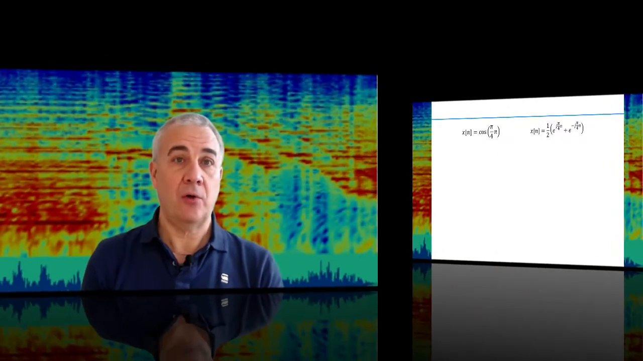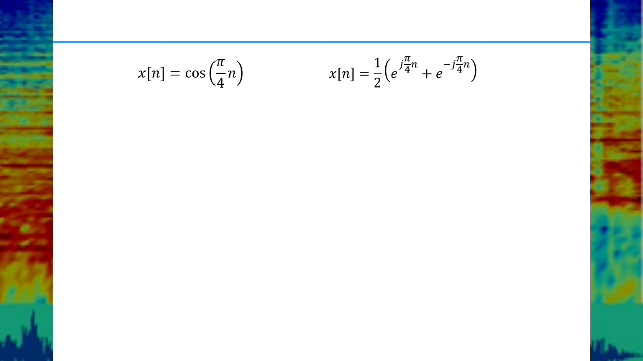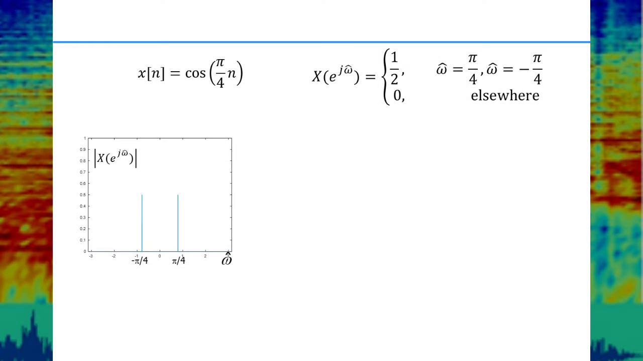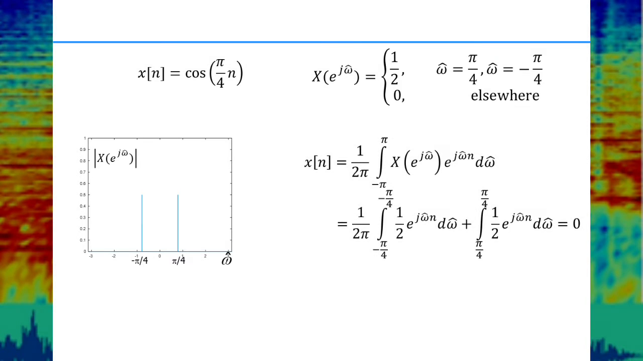We know that by Euler's equation we can write this discrete time cosine as a sum of two complex exponents. This looks like a DTFT, so it is tempting to write X of e to the power j omega in the following way and to plot the magnitude spectrum as suggested earlier. Now let us calculate the inverse DTFT on this result. This simple integral over a constant of course returns the result 0, because the lower and upper integral bounds are the same.